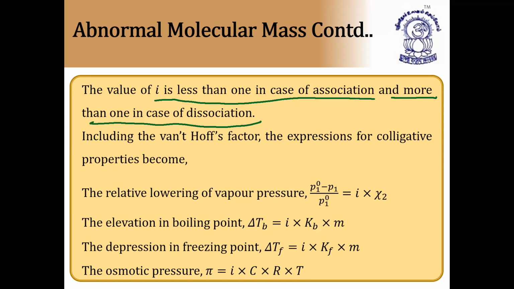Including the Van 't Hoff factor, the expression for colligative properties becomes, the relative lowering of vapor pressure becomes, yes, we have to multiply with i also. So (P1 naught minus P1) by P1 naught is equal to i into X2, the mole fraction of solute. Similarly, delta Tb is equal to i into Kb into m, depression in freezing point is i into Kf into m, and osmotic pressure pi is equal to i into C into RT. So all these things, you have to use the i value, because we are taking an electrolyte in solution.